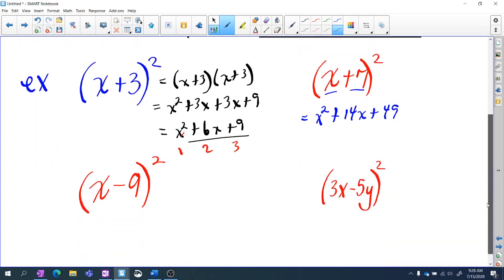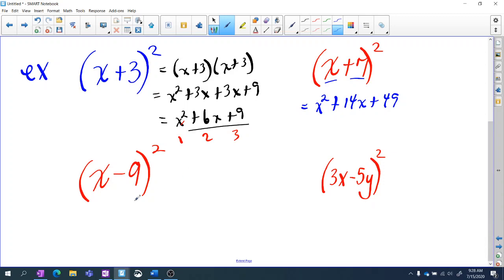Alright, a couple more. So it doesn't matter whether it's subtraction, this time it's subtraction in the middle. You do have to pay attention to it though, so watch how it's going to be a little bit different. Square the first, no problem, x squared. This one multiplied by this one will this time be negative 9x. Double it, negative 18x.